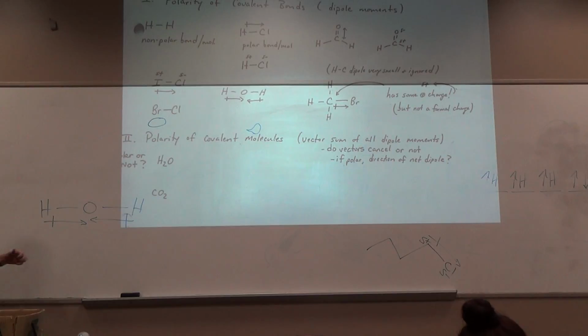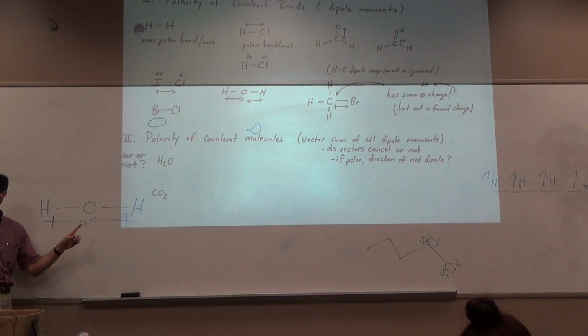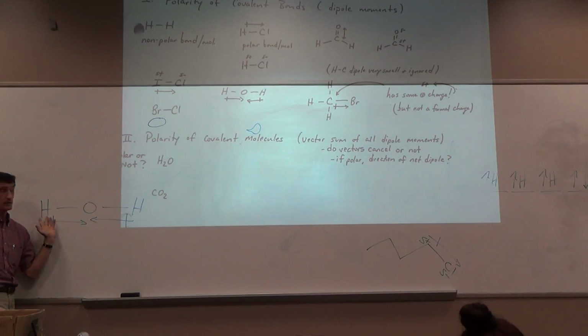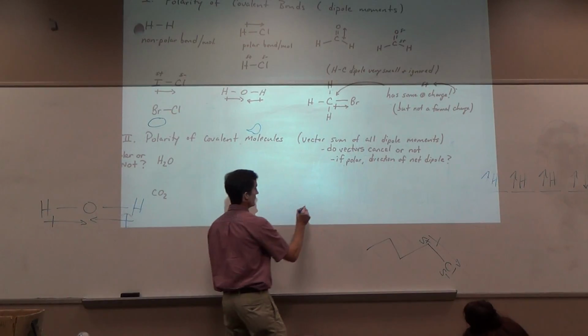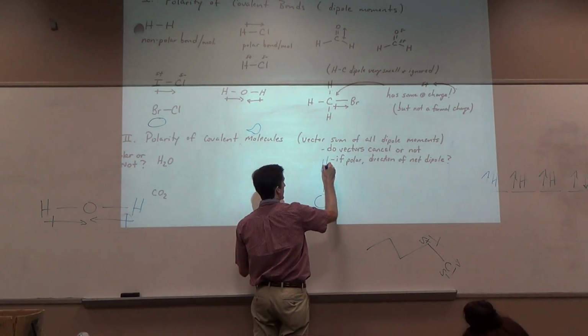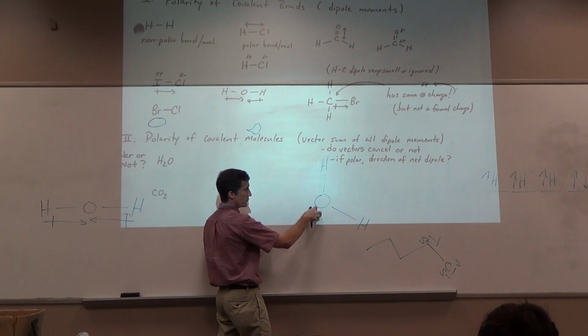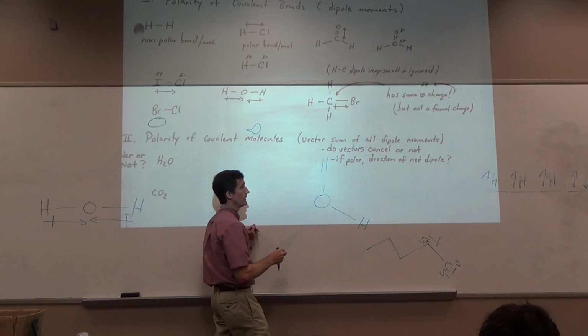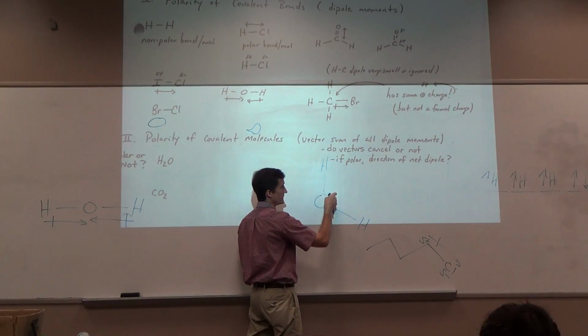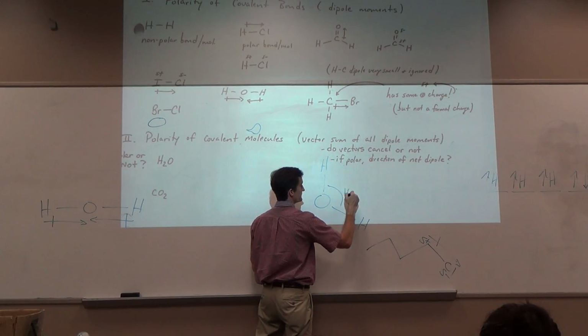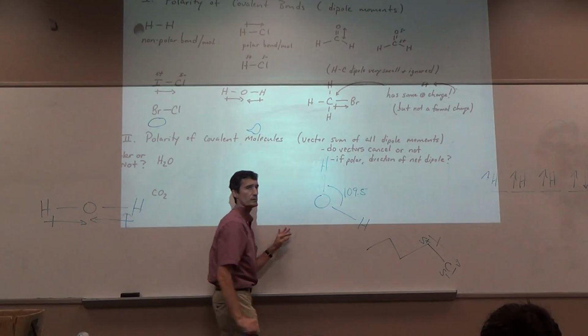Both. We've got to consider the right geometry. I drew it sort of linear, but it's really tetrahedral, right? We draw one H here, the other H is here, and then we've got two lone pairs, one coming forward, one going back. So really, the bond angle between the H-O-H is what? Approximately 109.5.